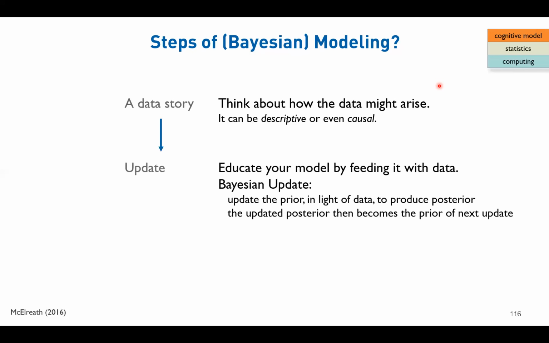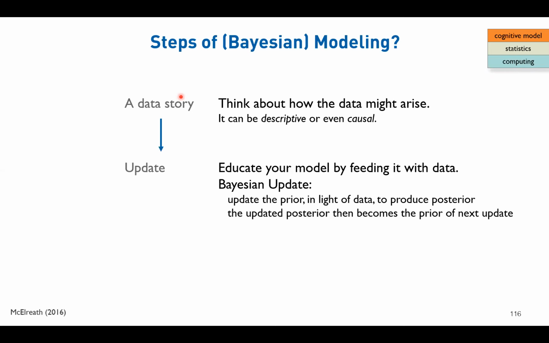When you have the data story, you will just have to update the model. So educate your model by feeding it with data. This follows the Bayesian update if you do Bayesian modeling. So you have a data story and you have some prior, right? The data story is the model and you have some prior. Up to this point, you only have an assumption of the data story. You assume the data might arise this way. And then together with the prior, you educate your model. So it follows the Bayesian update given the data.